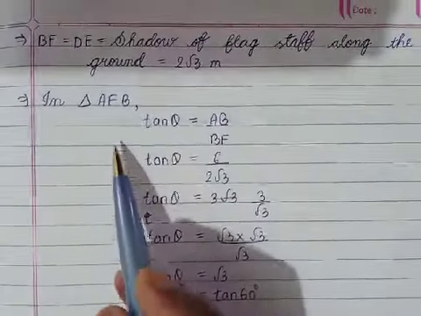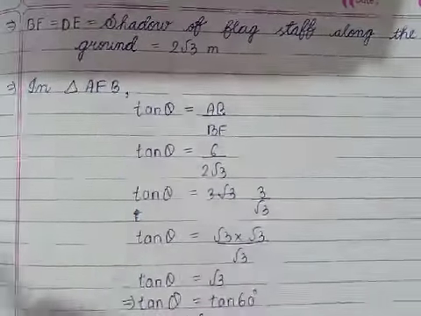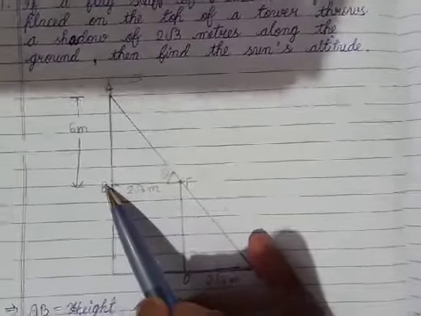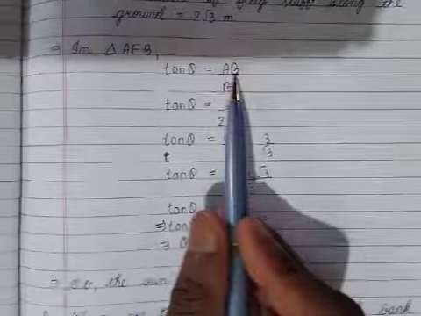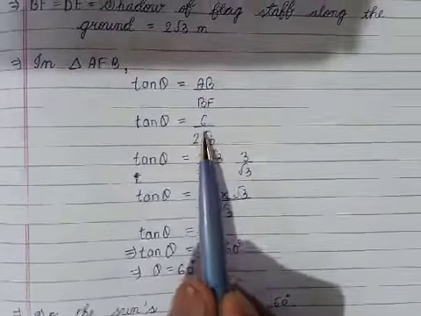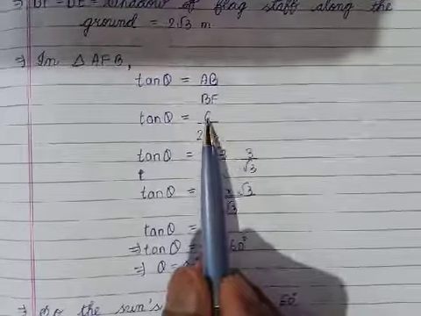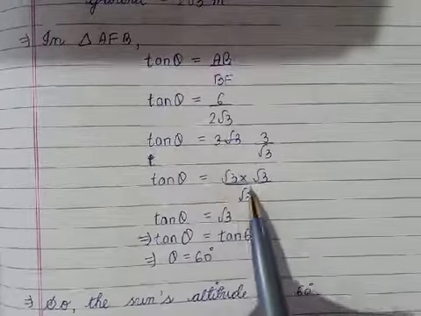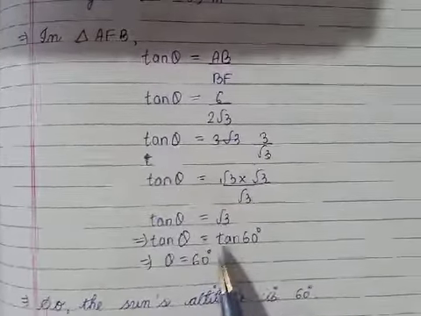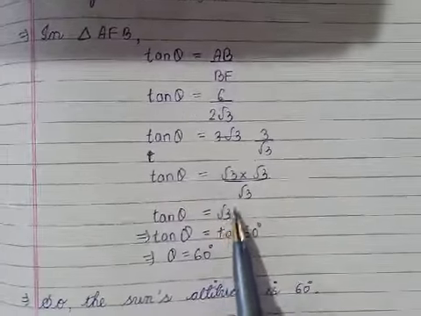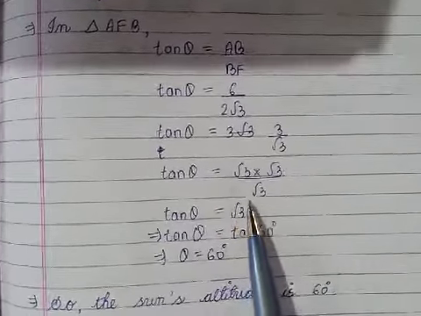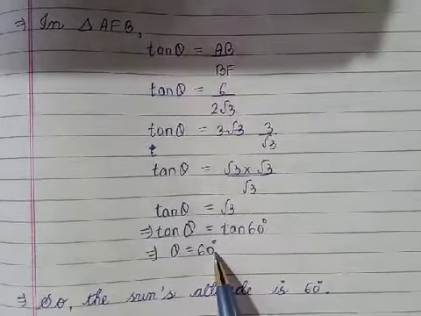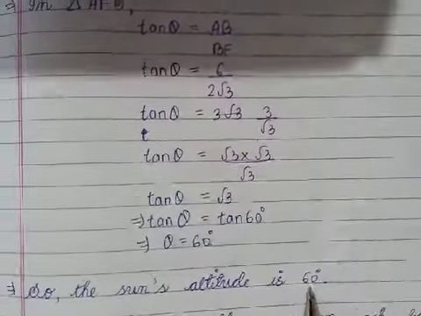So in triangle, one triangle is only there. It is AFB. Tan theta is equal to AB upon BF. So tan theta is equal to 6 upon 2 root 3. So it will cancel out. You will get tan theta is equal to 3 by root 3. So 3 is what? Root 3 into root 3. This will cancel out. Tan theta is equal to root 3. So where the value of tan is root 3 at 60, you can replace root 3 as tan 60. So theta is equal to 60 degree. So the sun's altitude is 60 degree.